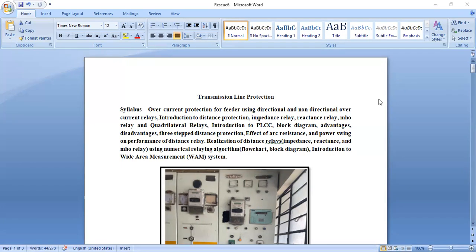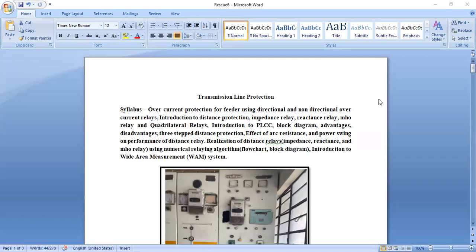Then what is the meaning of the PLCC and what are the advantages and what is the use of this PLCC? Then three-step distance protection. Then what is the arc resistance, effect of the arc resistance, then power swing performance for the distance relay, and last one is the realization of the distance relay. That means the comparison between the impedance, reactance, and the mho relay using the numerical relay.